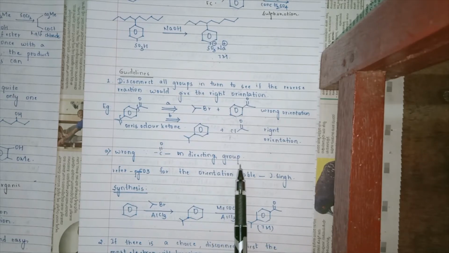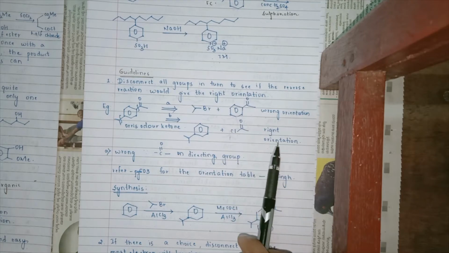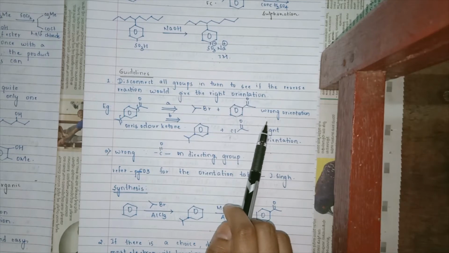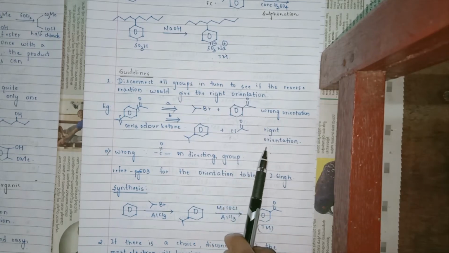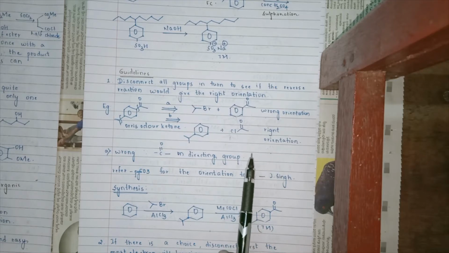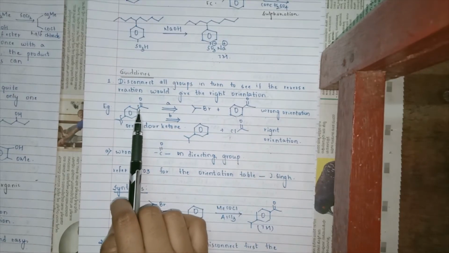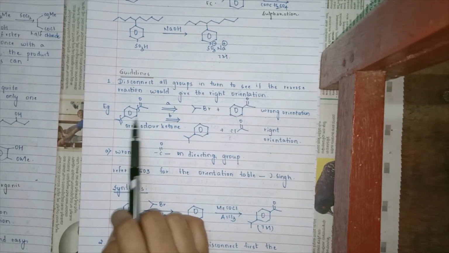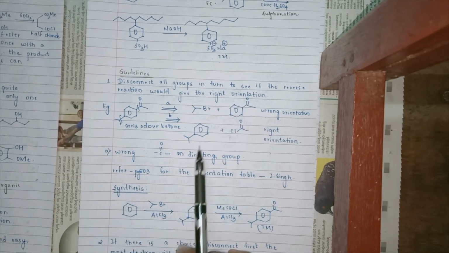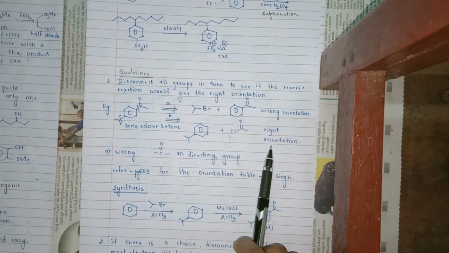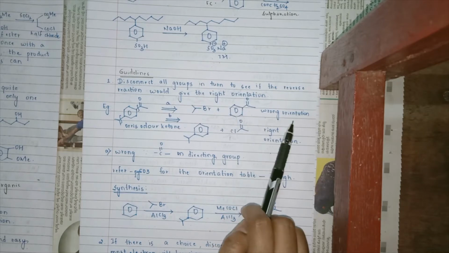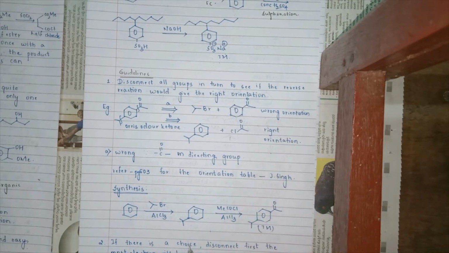Now if I choose the system where I have disconnected the alkyl group, that will be my wrong orientation. And this is my right orientation, where I have disconnected the carbonyl carbon group, because if a carbonyl carbon is already present, my entering group will go to the meta position. It will never go to the para position. So the second choice would be taken as the right orientation, whereas the first choice will go as the wrong orientation.